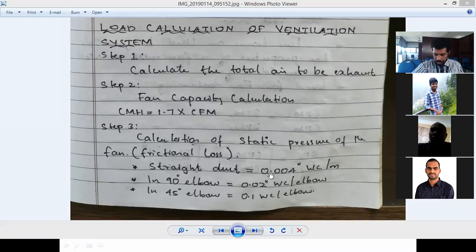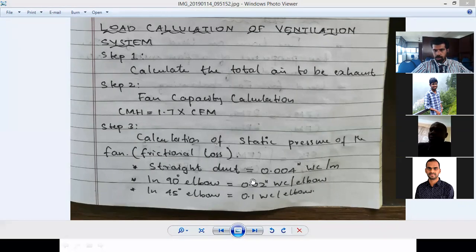Okay. So for calculation of static pressure of the fan or friction loss, if it is a straight duct, take 0.07 inches of water column per meter. If it is 10 meters, just multiply 10 into 0.07 inches. So you will be getting the static pressure of the straight duct. Sometimes a 90-degree elbow will be there. So it is not 0.02, it is 0.2 inches of water column per elbow.